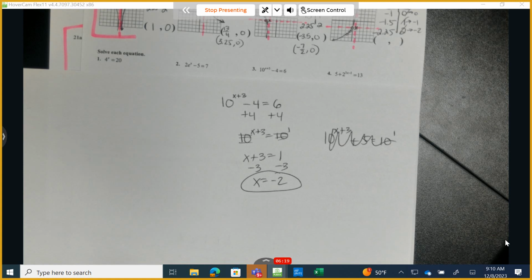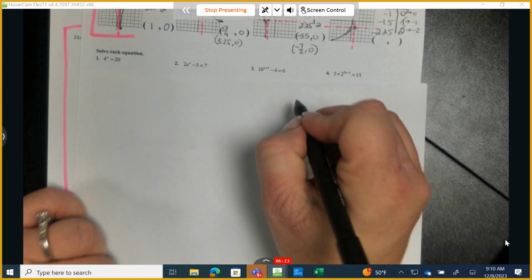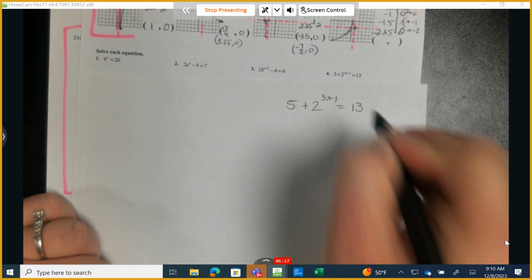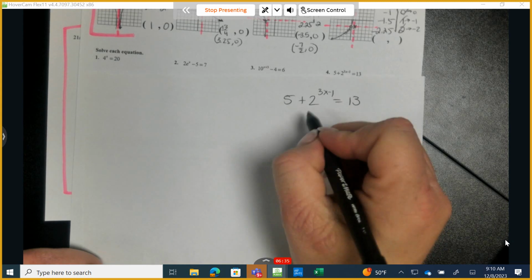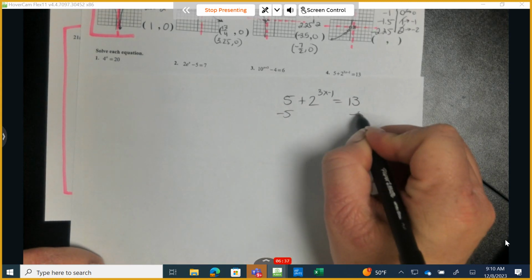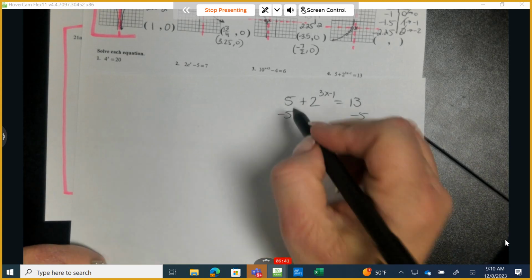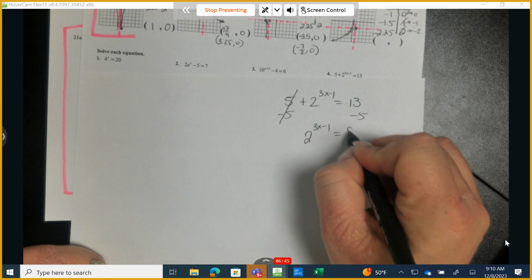We're going to do the same concept for number 4. I want to isolate the 2. So we're doing PEMDAS backwards. First we're adding, subtracting, then multiplying, dividing, and then we'll take care of the exponent. So first, remove adding or subtracting from the side that has the variable in the exponent position. 2 raised to the 3x minus 1 equals 8.